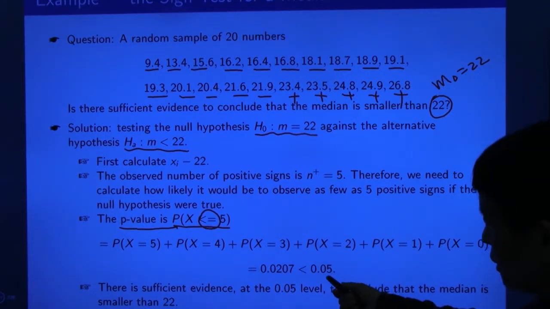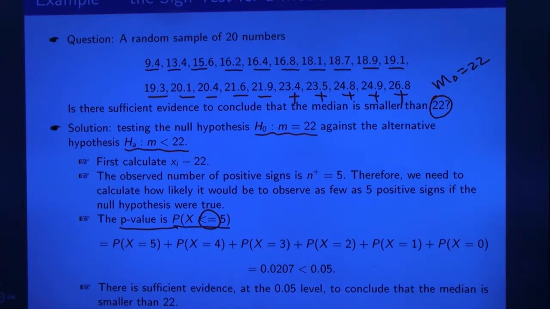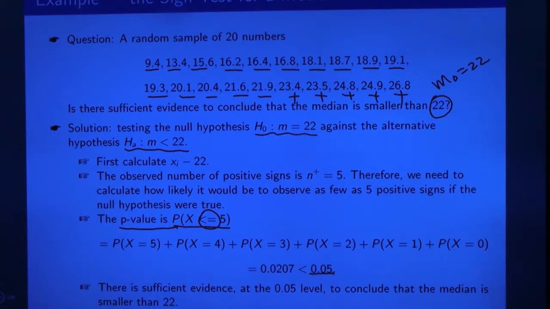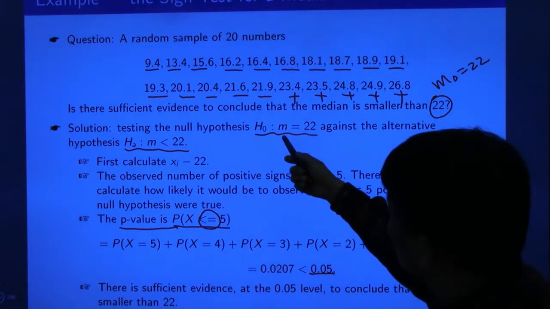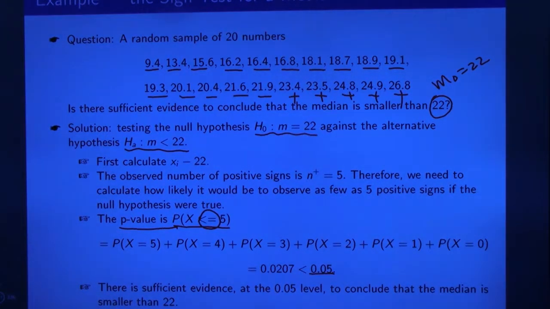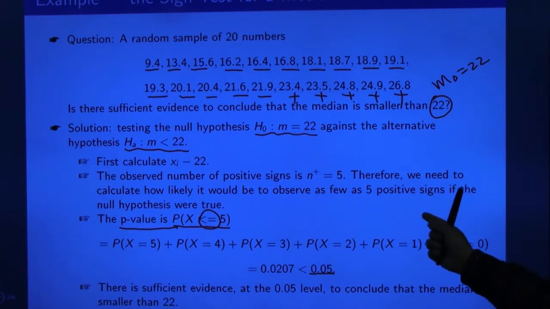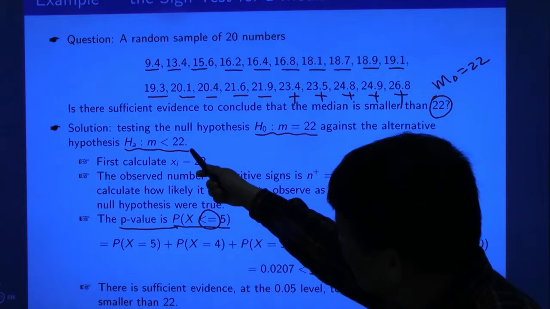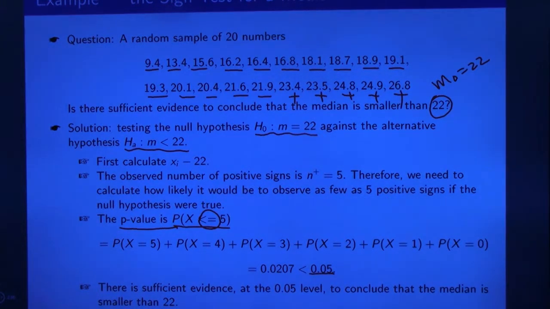And this is less than 5%. So that means this is significant. So at the 0.05 level, our conclusion is that we reject H0. What is H0? H0 is that M is equal to 22. Rejecting it means M is not equal to 22. We are going to accept the alternative, so M is less than 22. So here we finished the sign test.